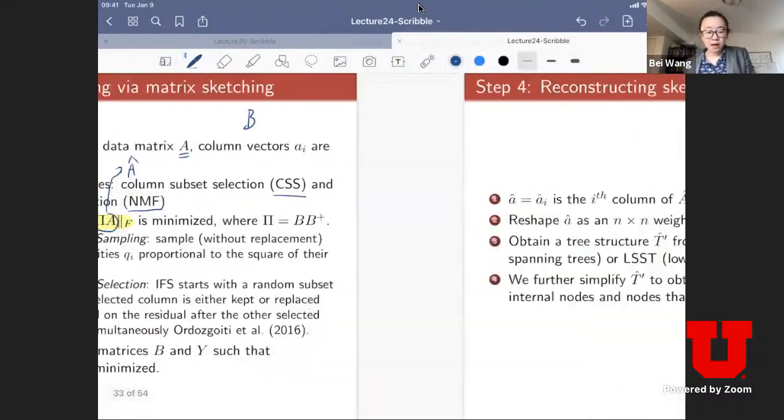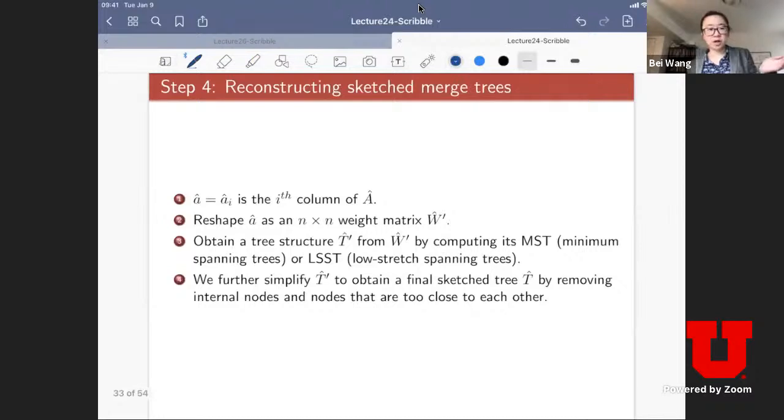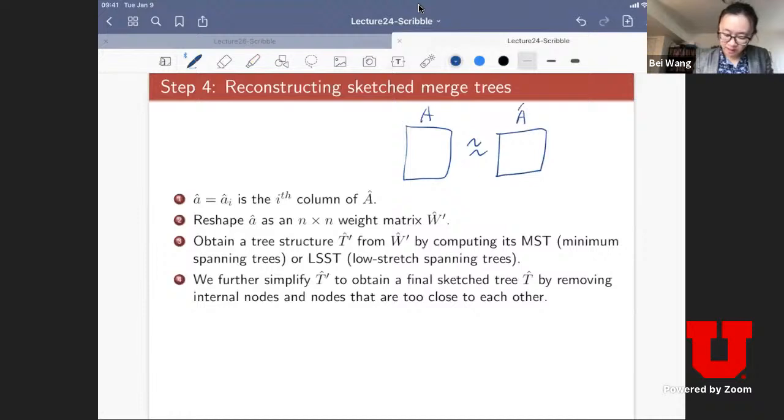So now once you have done the sketching, the next step is to try to reconstruct the sketched merge trees. Remember, I have matrix A, which is now approximated by matrix A hat. And then there's a corresponding column in A hat, that is A_i hat, with lowercase i. So I want to turn A_i hat back into a merge tree again.